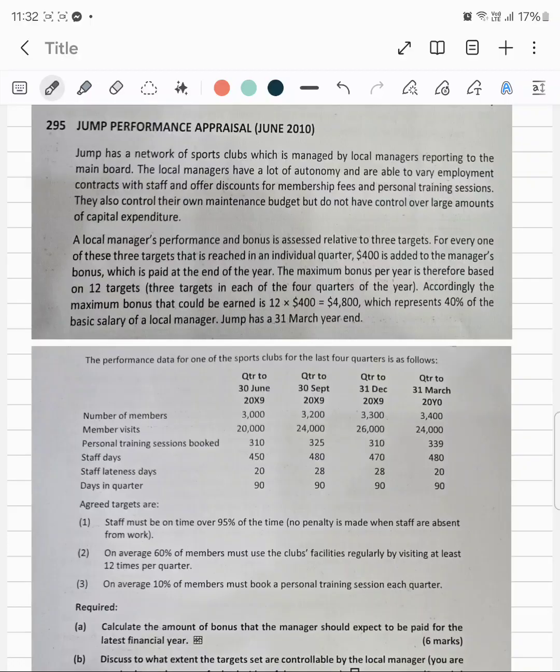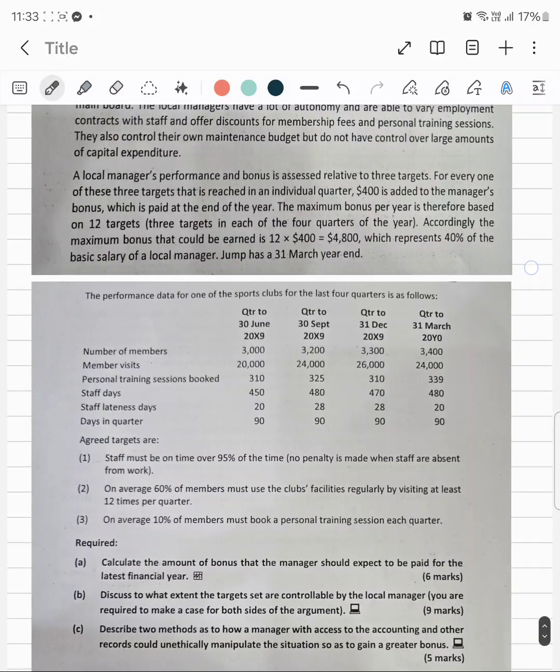Jump has a network of sports clubs which is managed by local managers reporting to the main board. The local managers have a lot of autonomy and are able to vary employment contracts with staff and offer discounts for membership fees and personal training sessions. They also control their own maintenance budget but do not have control over large amounts of capital expenditure.